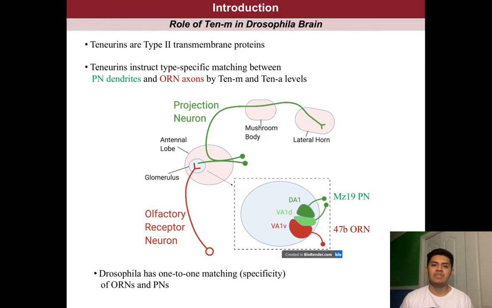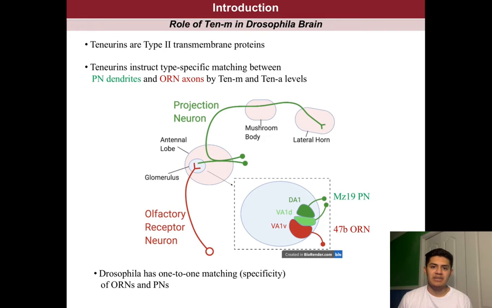Teneurins are a type 2 transmembrane protein. They instruct type-specific matching between two different types of neurons, projection neurons and olfactory receptor neurons. As you can see from the figure, projection neurons originate from the center and proceed upwards and to the right, whereas olfactory receptor neurons originate at the bottom and proceed upwards into the glomerulus.